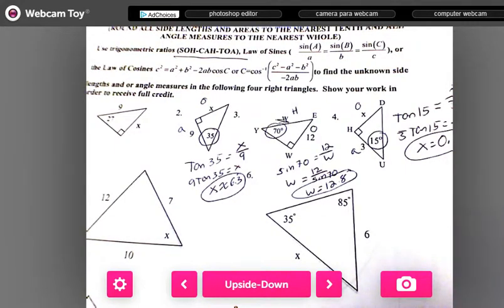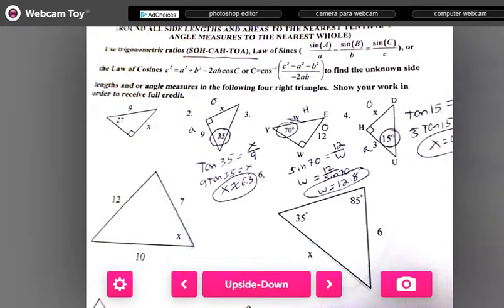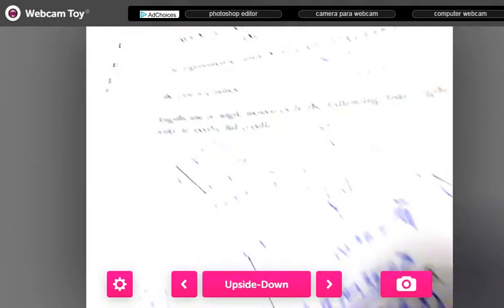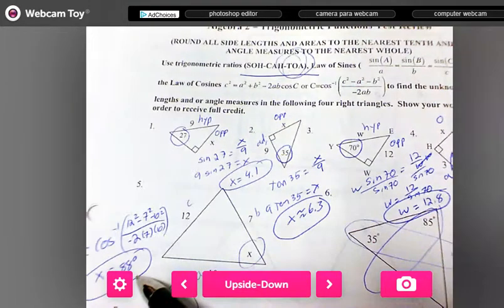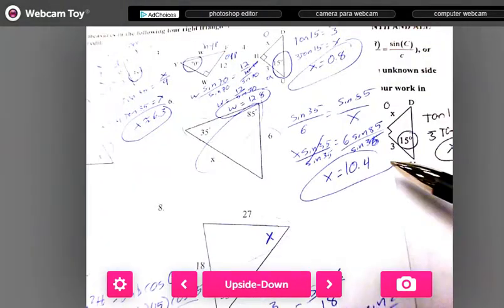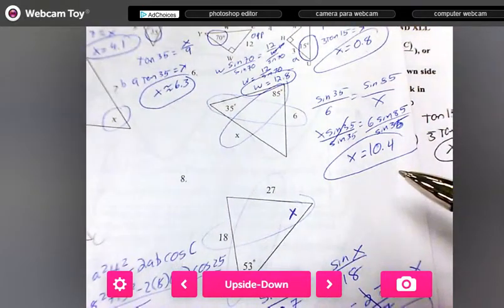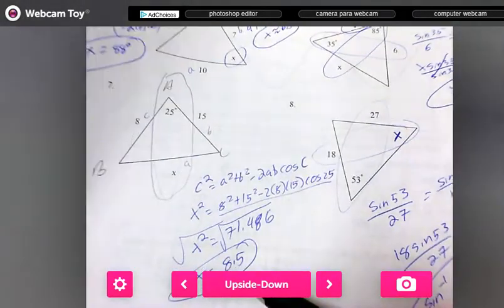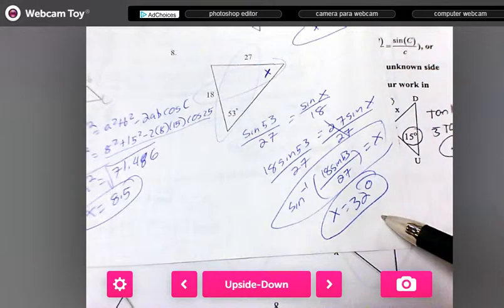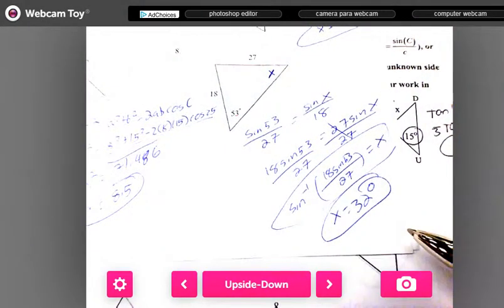Okay. Let's go over the next 4, the law of sines and cosines. I'm going to put up the answers again. We'll go over them, and the ones that you want to do, we'll do. Okay. Number 5, I get 88. Number 6, I get 10.4. Number 7, I get 8.5. And number 8, I get 32 degrees. Is there any of these that you guys want to go over?